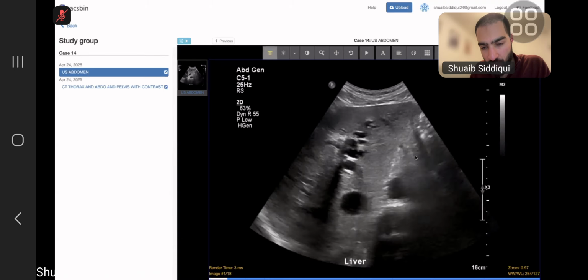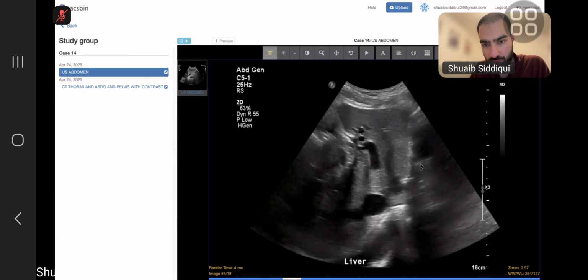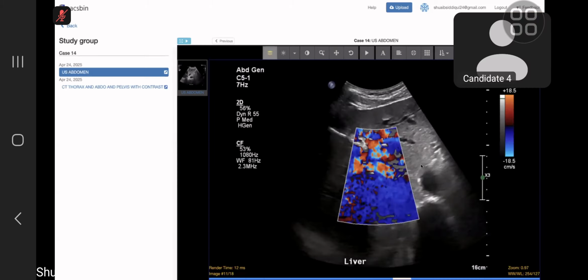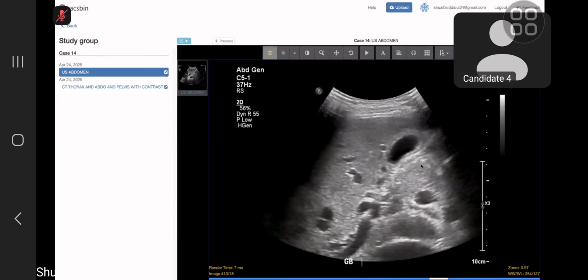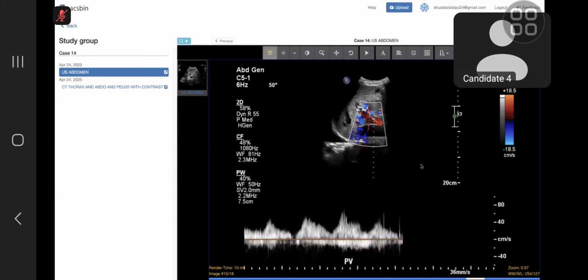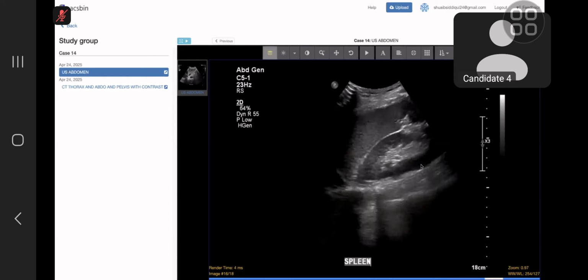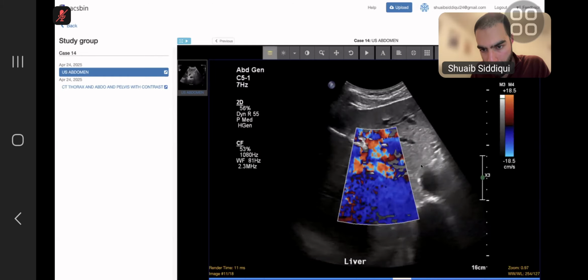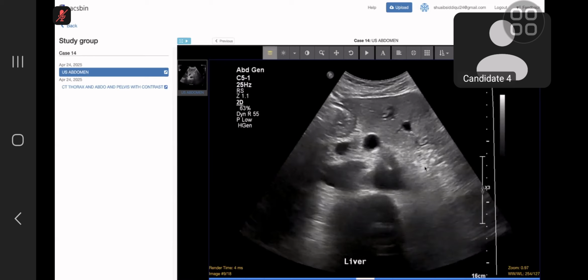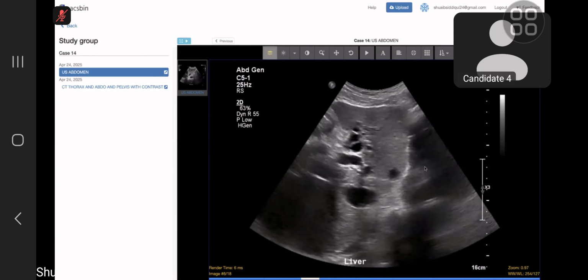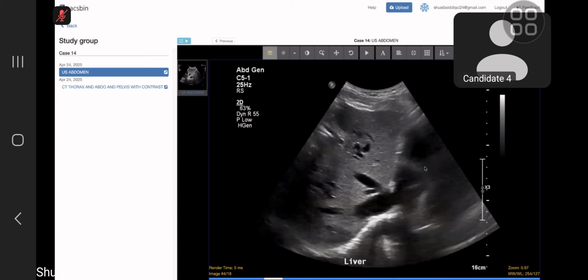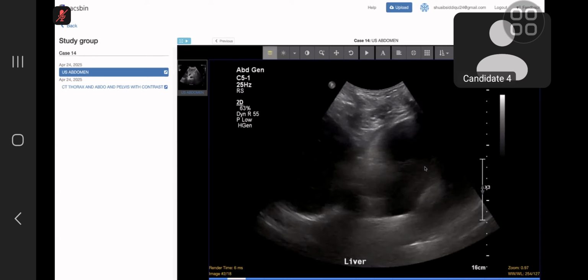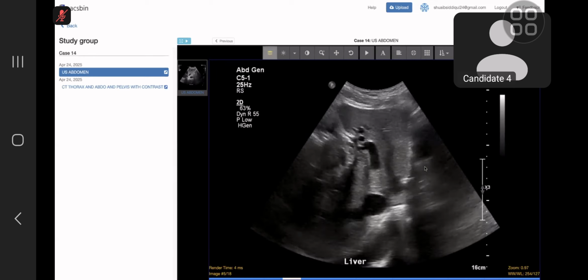So look, this is an abdominal ultrasound. Just let me know what you see. Focus on the liver, please. This is the ultrasound scan for a patient who presents with abdominal pain. There appear dilated intrahepatic biliary radicals involving both lobes of the liver.